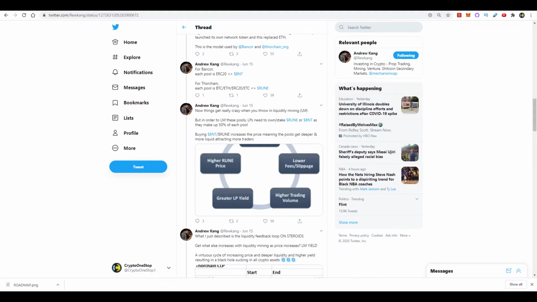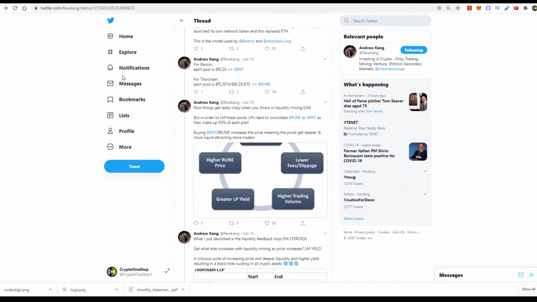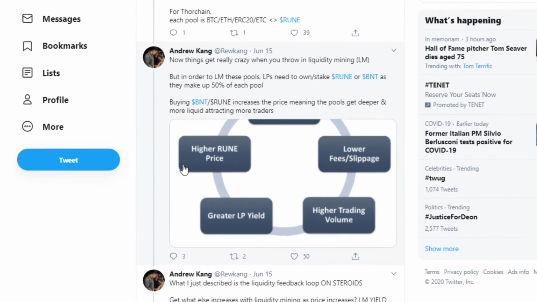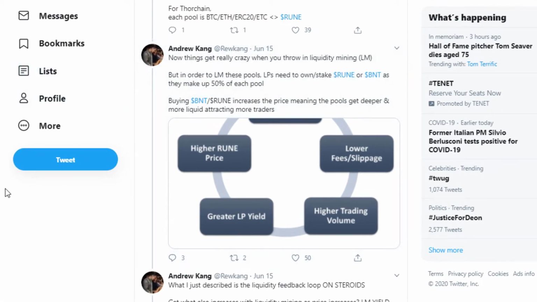Now, the way Rune and Bancor pools work is that one side of the pool will have Rune or Bancor tokens. The other side of the pool will have another token that people want to trade out of. So for example, one side will have Rune tokens, the other side will have Link tokens. That also means if one side of the pool has $1 million worth of Link tokens, the other side of the pool needs to have $1 million of Rune tokens. So as market participants come in to provide liquidity, the demand for Rune and BNT will go up, and therefore their respective prices will go up as well.